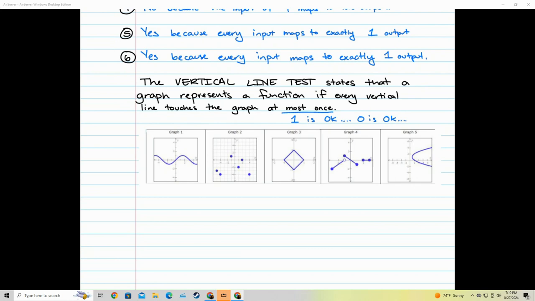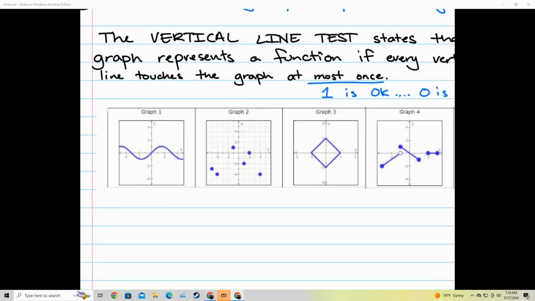So let's take a look at graph number 1. I'm going to change the color just so you can really see, okay? I'm going to draw a vertical line. How many times did that red line touch the blue line? Just once, right here. Is that okay? Yes. Remember, it can touch 1 or 0 times.